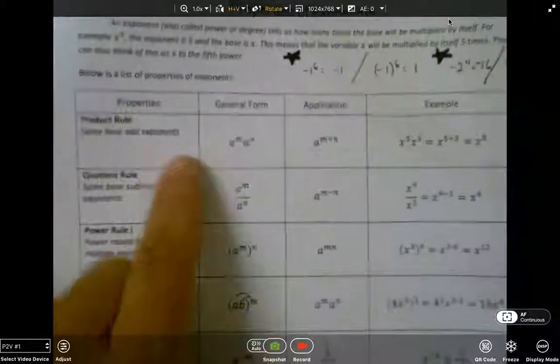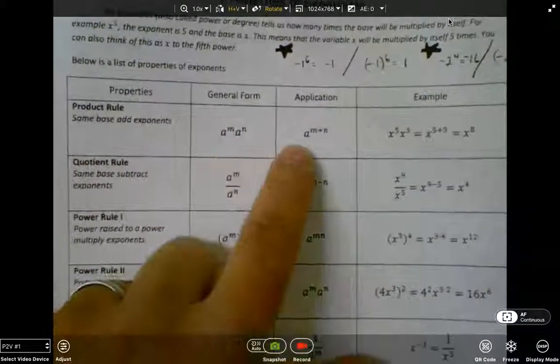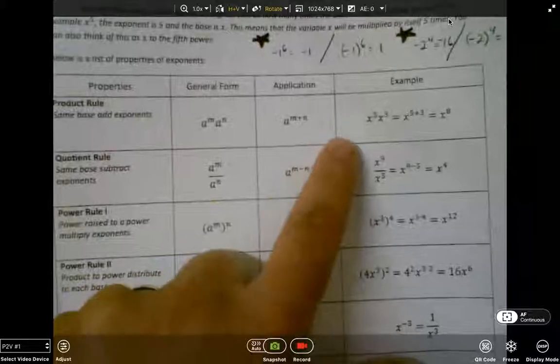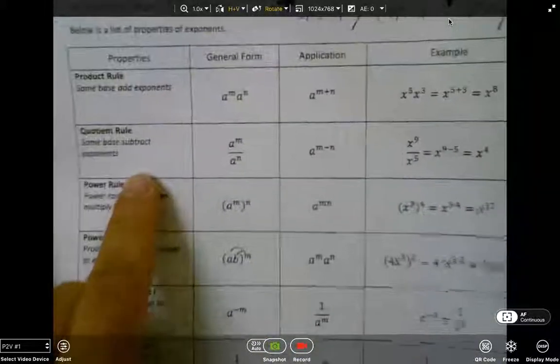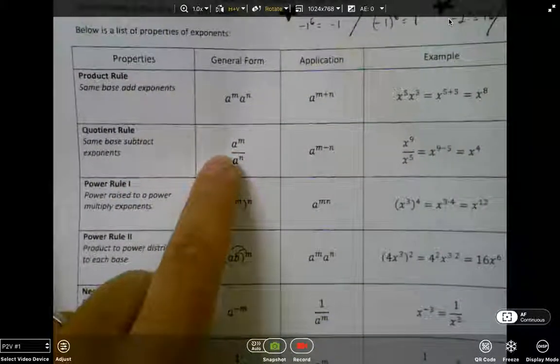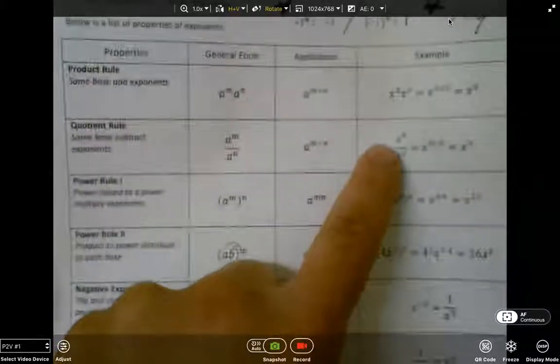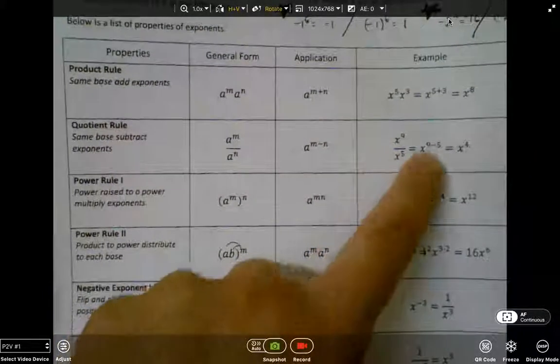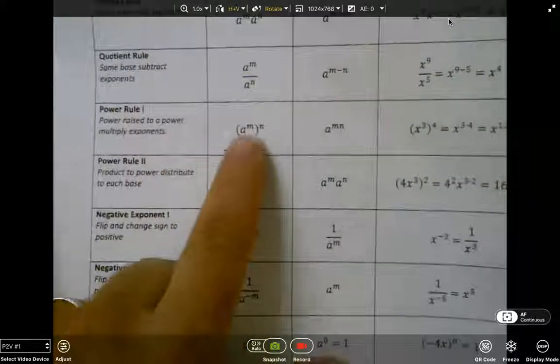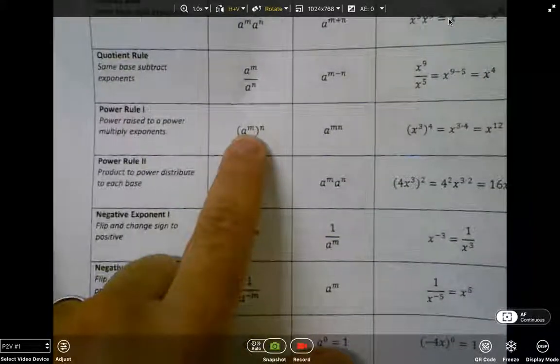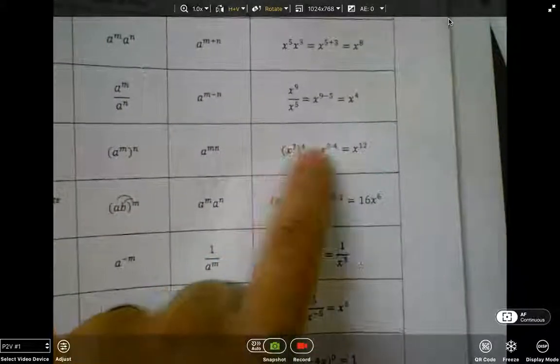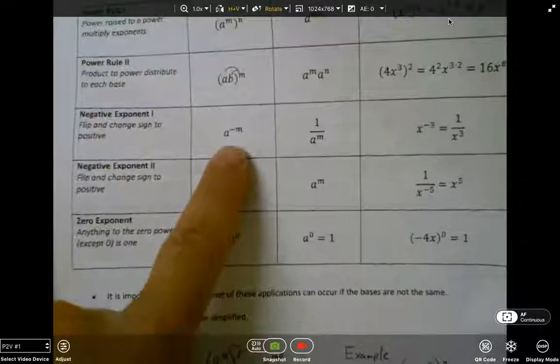So the product rule basically said if they have the same bases, you just add the exponents. 5 plus 3 is 8. Quotient rule said if they have the same bases and you're dividing, just subtract the exponents. 9 minus 5 is x to the 4th. Power to a power rule, so you just multiply m times n, which in this case 3 times 4 is 12.